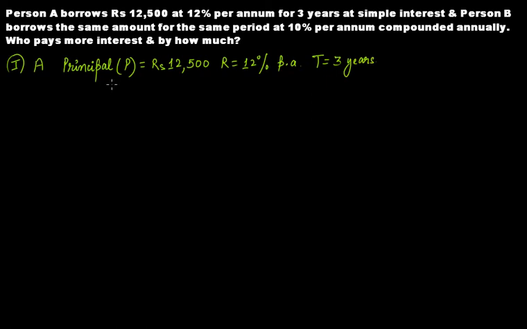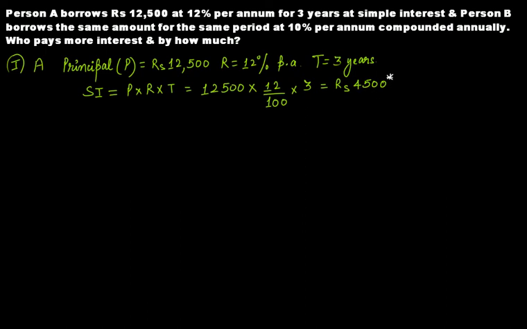Now we know that the formula for simple interest is P multiplied by R multiplied by T. That is principal, which here is 12,500, multiplied by R, which is 12%, and the time period is 3 years in this case. Now if you solve this, you will get rupees 4,500. So this is the interest that person A pays for this principal, that is 12,500 at 12% per annum for 3 years.